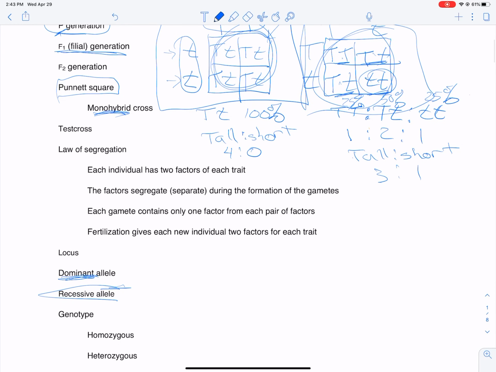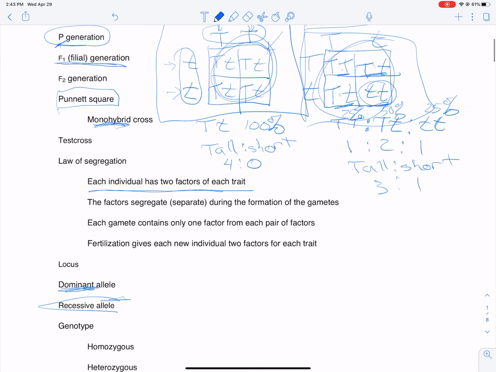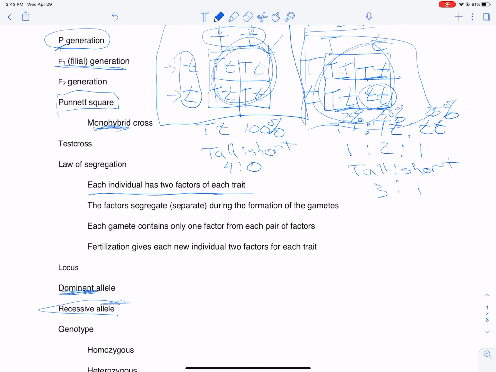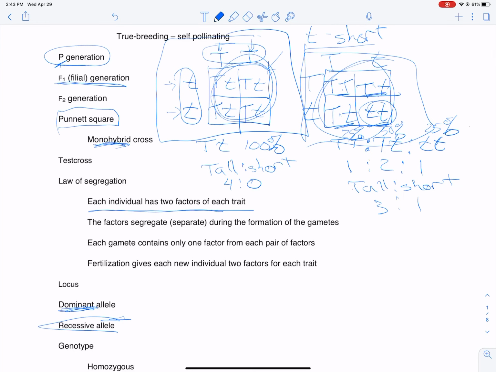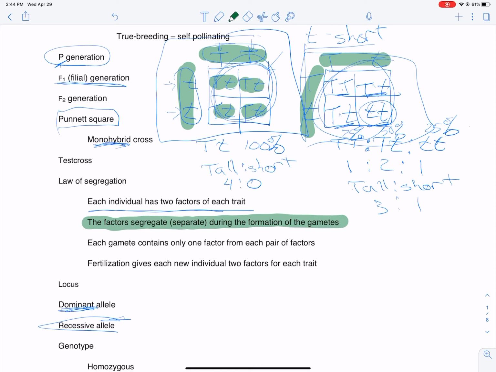The law of segregation: each individual has two factors. Why does it have two factors? Because it got one from its mother and one from its father. So each one has two, just like the top. Right here, there's two characteristics there. This parent had two, and then this offspring had two, that one had two, so on and so forth. Every one of them had two alleles for being tall. The factors separate during the formation of gametes.